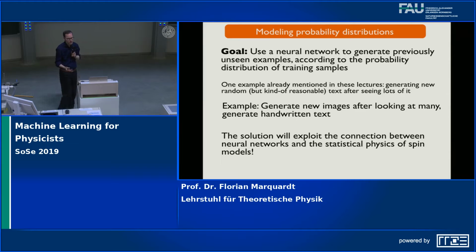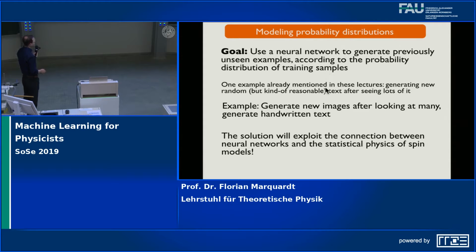So what could this mean? In practice, it could mean that I give you many different pictures, and you want to be able eventually, by having looked at all these pictures, to produce pictures that are sort of similar to the pictures that you have seen before. So that will be the goal of what we say. So in one sentence, to use a neural network of some type to generate previously unseen examples, but according to a probability distribution that you have sampled before in terms of training data.